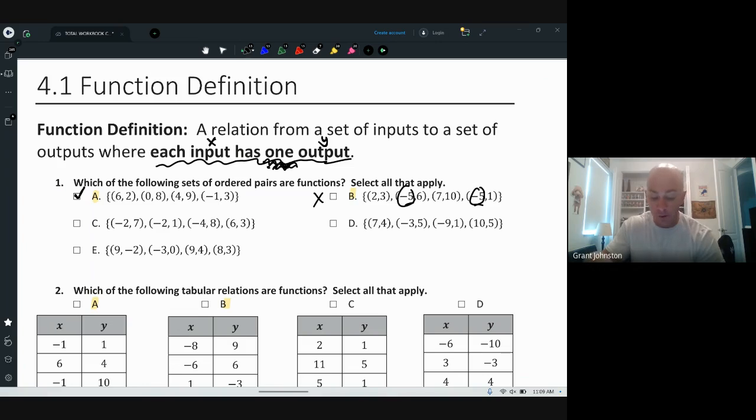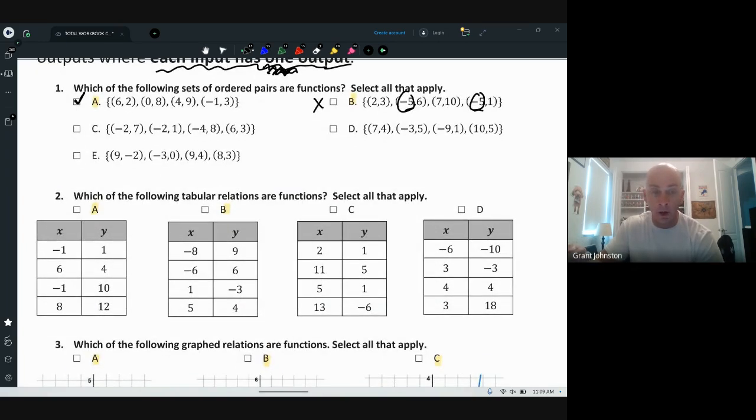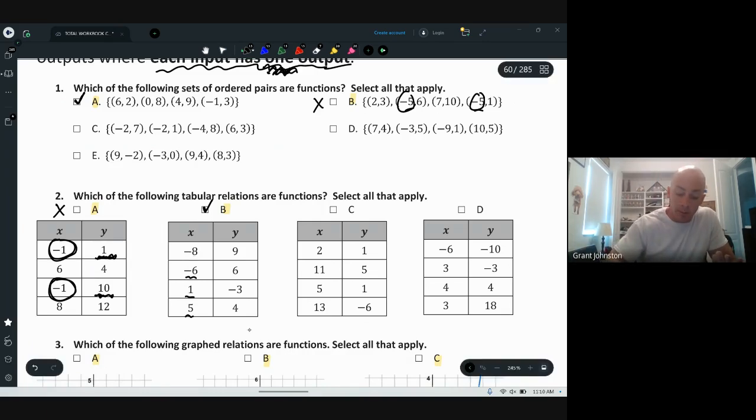So I'll let you do C, D, E. Number 2 is a very similar situation. A is not a function. Look, -1 shows up twice. It has 2 outputs. -1 has an output of 1, and -1 has an output of 10. That is not a function. -1 has 2 outputs. Each input can only have one output. But B is fine. B is a function. I don't see any of the x's repeat. Each of these x's just has one output. No problem there.